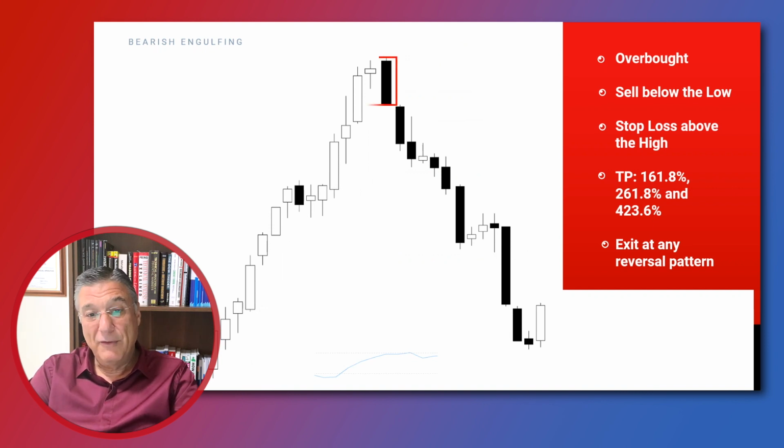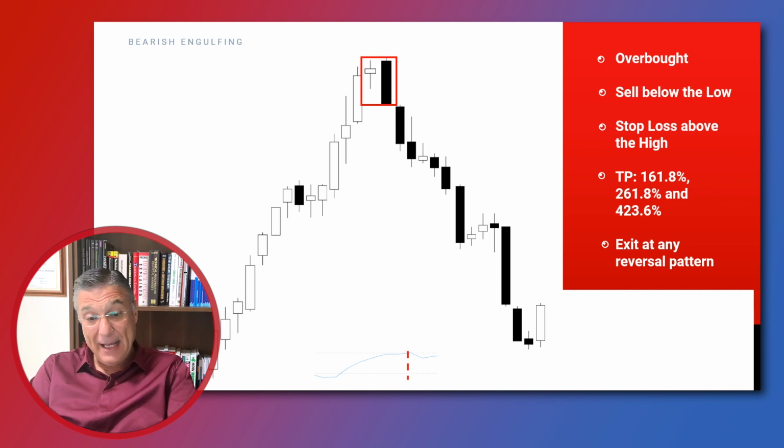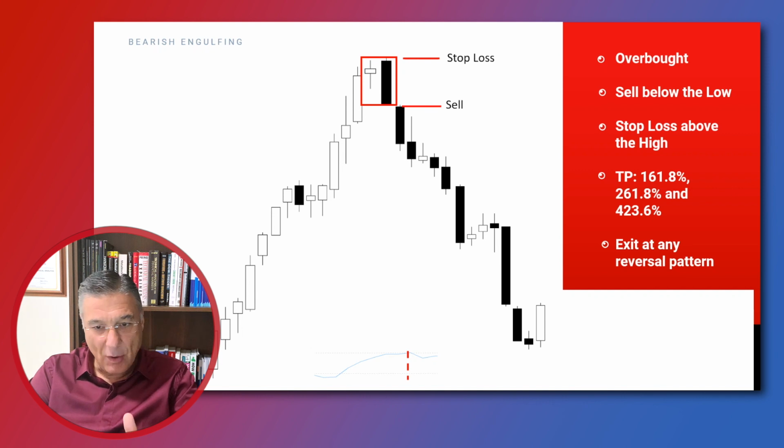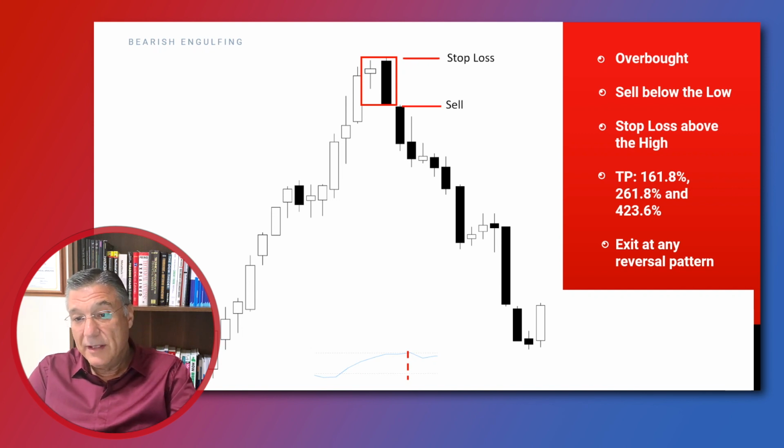So at the top of the rally, we have the bearish engulfing pattern, and the oscillator is overbought. It's at an extreme area of the oscillator, and it's another excuse, combined with the presence of the bearish engulfing pattern at the top of the rally, to enter the market. Now we place a sell order right below the low price of the pattern, and we place a protective stop loss right above the high price of the pattern.